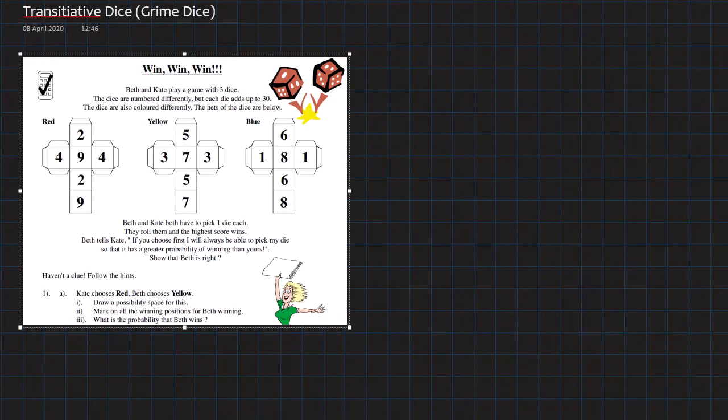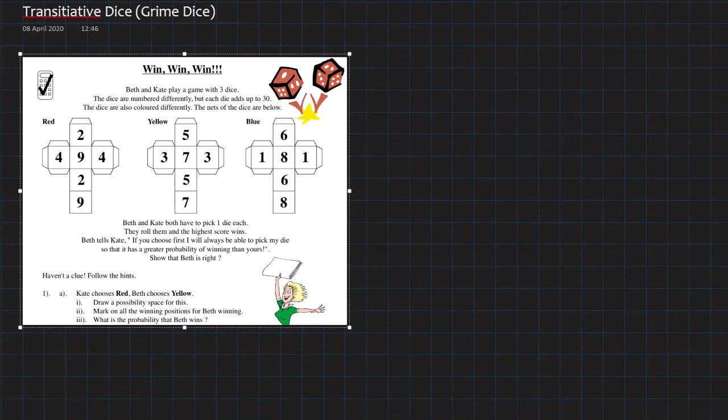is. You've got a number of people with 3 different dice. They're numbered differently. Each of the dice adds up to 30. There's a bonus question on that, which is what's the total number of pips or the total score on a standard dice? So these dice are odd because it's not the same. Each dice is given a different colour and they've drawn the nets. So each of these creates a standard cubic dice.